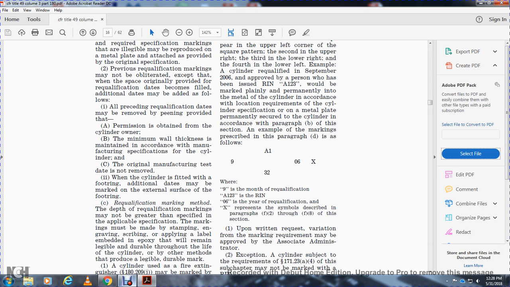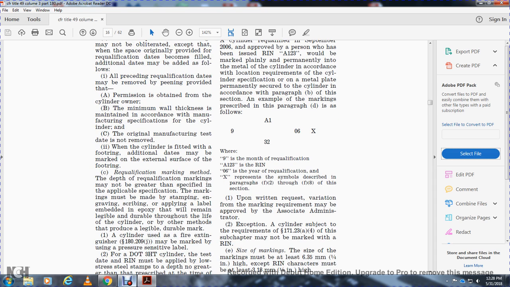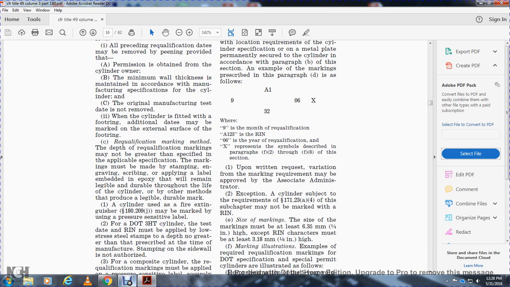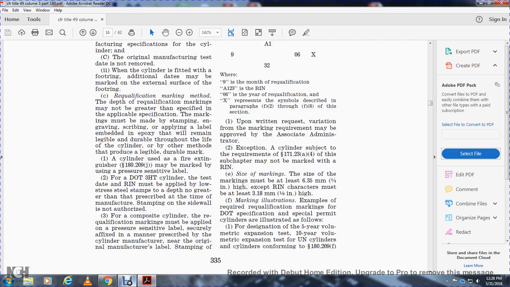Upon written request of the variation marking, the requirements may be approved by the associated administrator with the exemption of the cylinder subject to the requirements of the statute 171.23A4. The subchapter may not be marked with the RIN. Size of the marking. The size of the marking of the domain must be at least 1/4 inch high. The height with the RIN cable characteristics must be at least 1/8 of an inch high. Marking of the illustration example of the required qualification mark of the specifications permit cylinder illustrated as follows.